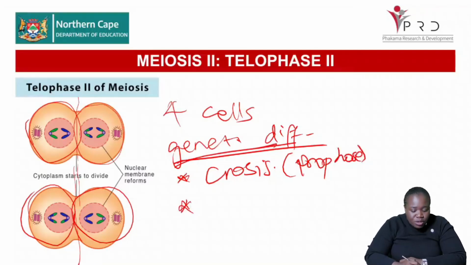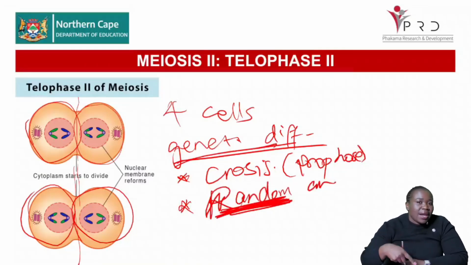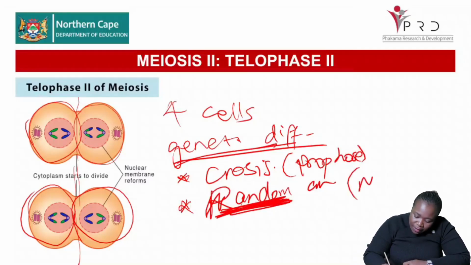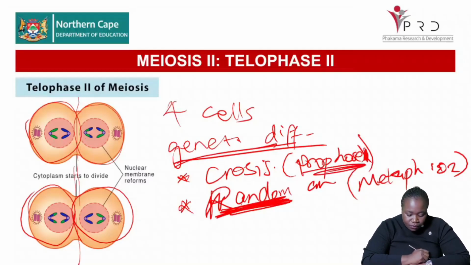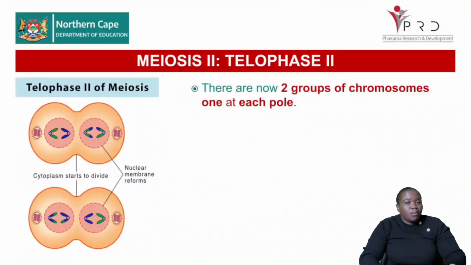What else is causing them to be genetically different? It's random arrangement of chromosomes at the equator. Random. Them being randomly arranged is very important, because if they are not arranged randomly, the cells will not be too different from each other. Random arrangement of chromosomes at the equator. When does this random arrangement take place? Random arrangement takes place during metaphase 1 and 2, whereas prophase 1 is the only phase that has this process of crossing over. There is no crossing over during prophase 2.